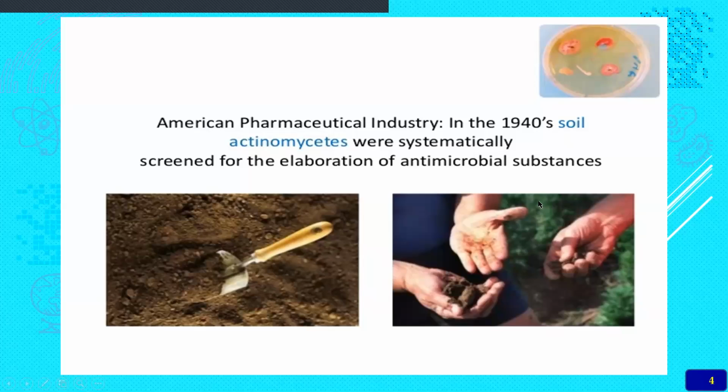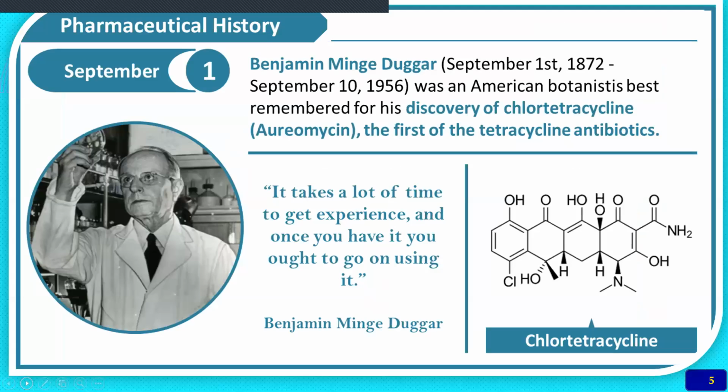Then the American pharmaceutical industry in the 1940s examined the actinomycetes. They took soil from the earth and screened for the elaboration of a variety of antimicrobial substances. During this discovery, they found the tetracyclines. The person behind this particular invention is Benjamin Minge Duggar, born on September 1, 1872, and died on September 10, 1956. So he introduced these tetracyclines.